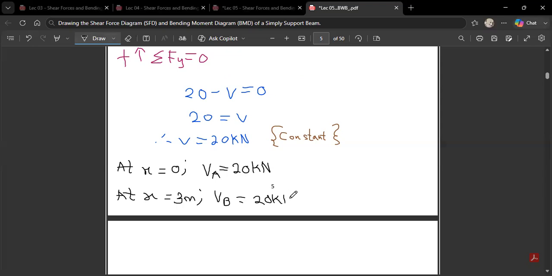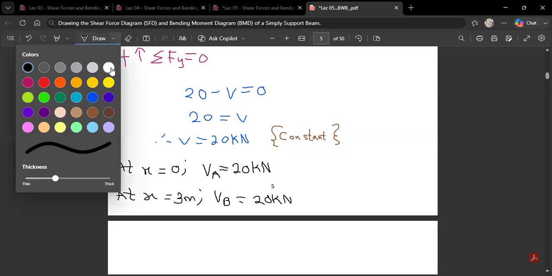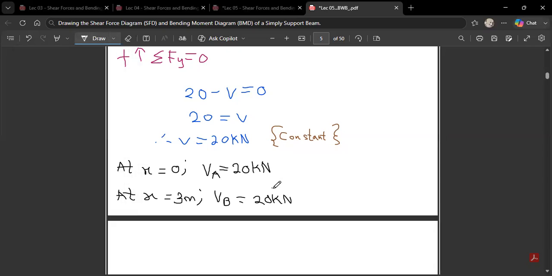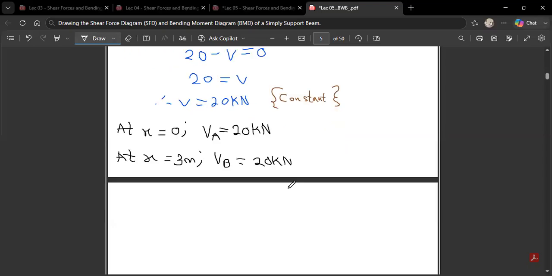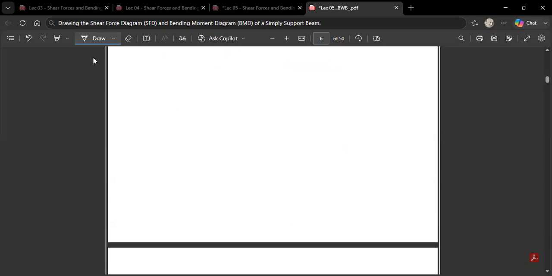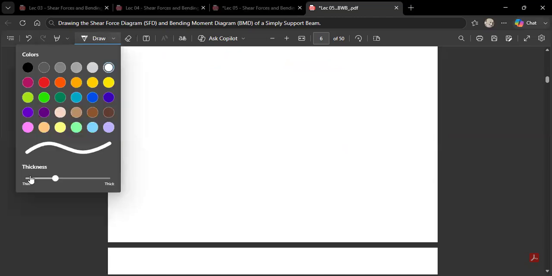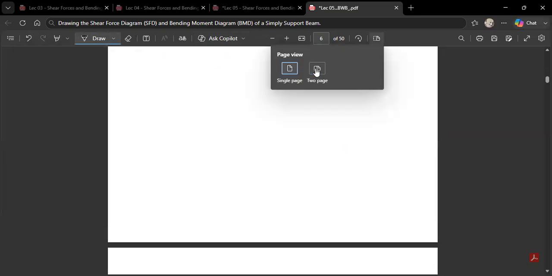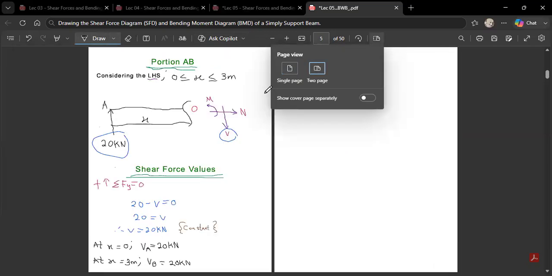From here, you come and now calculate for your bending moment values also. As simple as ABC. So let's also calculate for the bending moment values and see how far we can go. This is how far we have come.